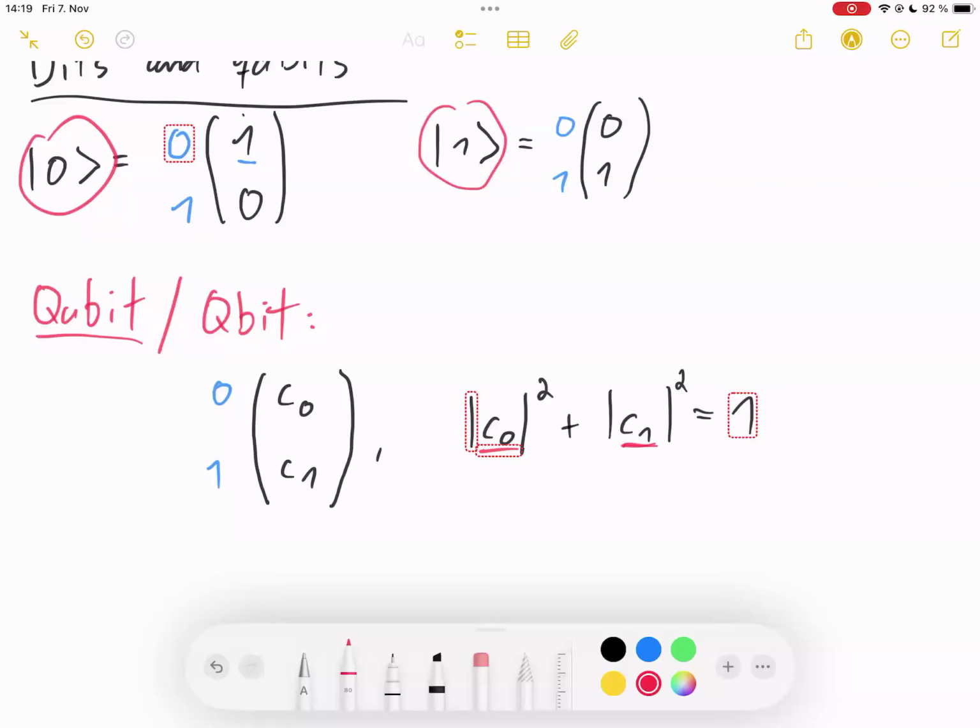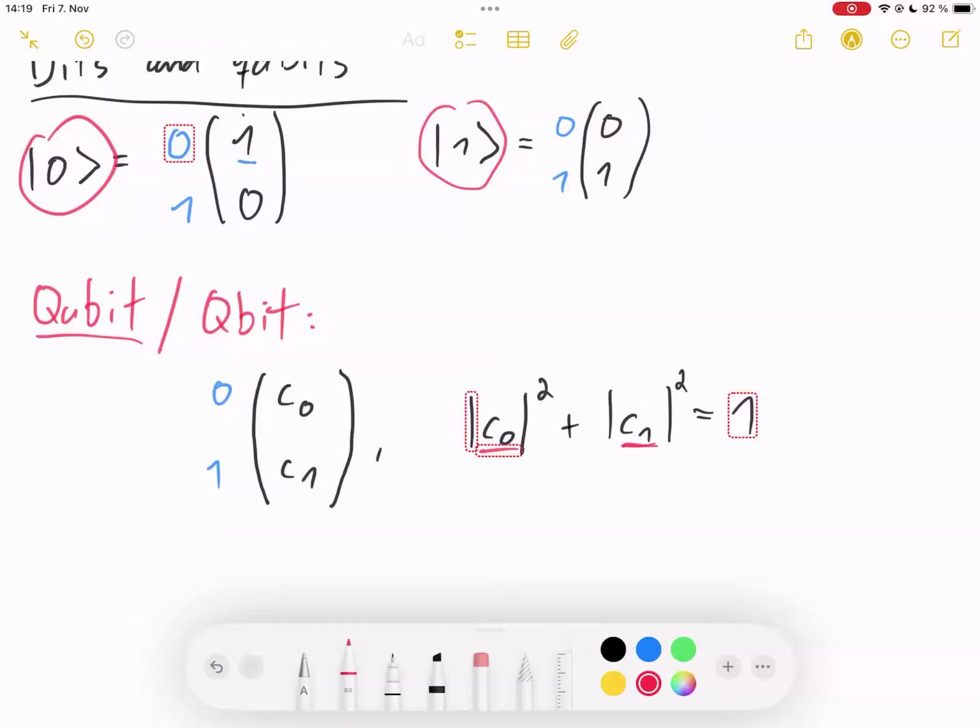And eventually, your classical bit is just a special type of a qubit. Because a classical bit would be just either in the one or the other. So you would have a 1 and the other amplitude would just be 0. So we can see the classical bit is just a special type of a qubit.